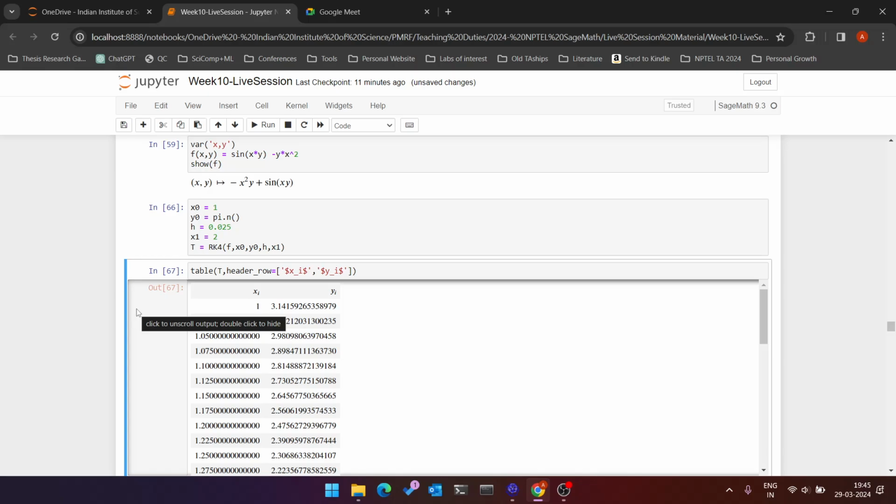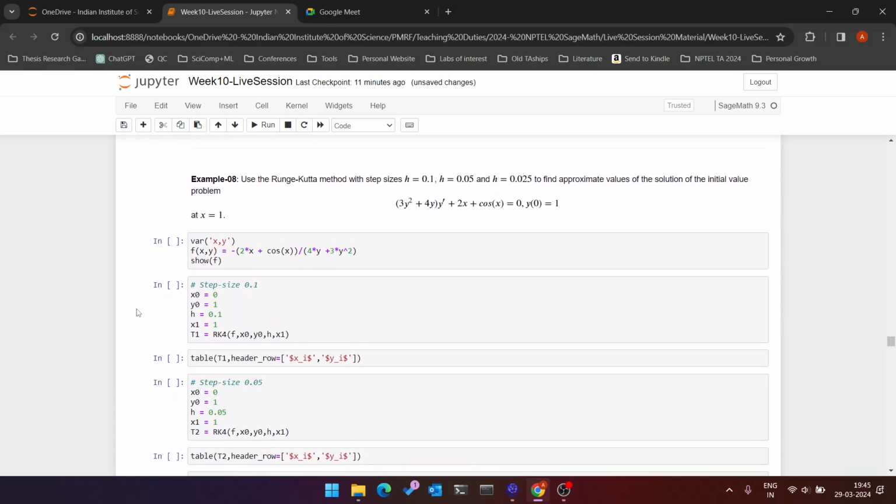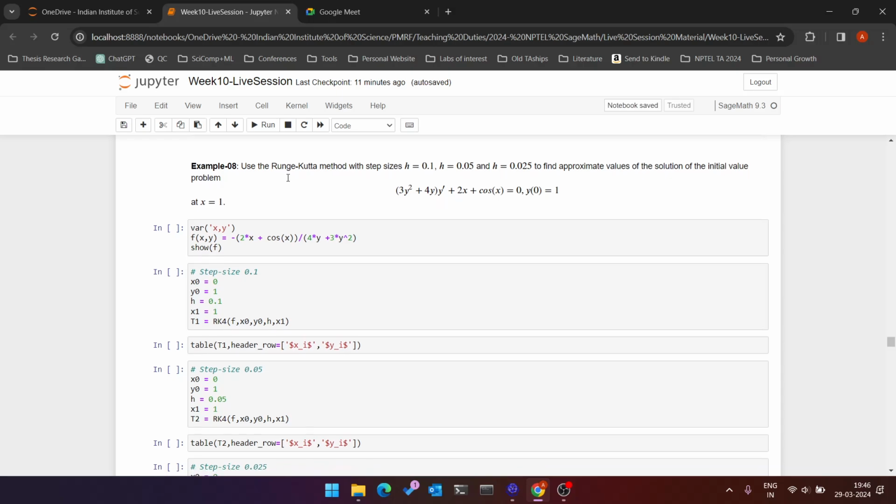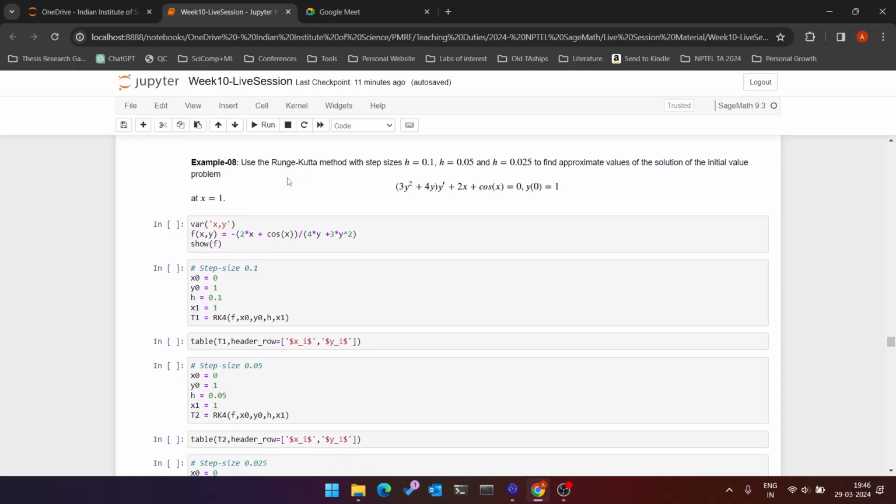Okay, it seems this one is also clear. There are no doubts. We'll move on to the next example. Example number 8. Use the Runge-Kutta method with step sizes h equal to 0.1, 0.05, and 0.025 to find approximate values of the solution of the initial value problem. So the differential equation is given here, and we have to find the value at x equal to 1.